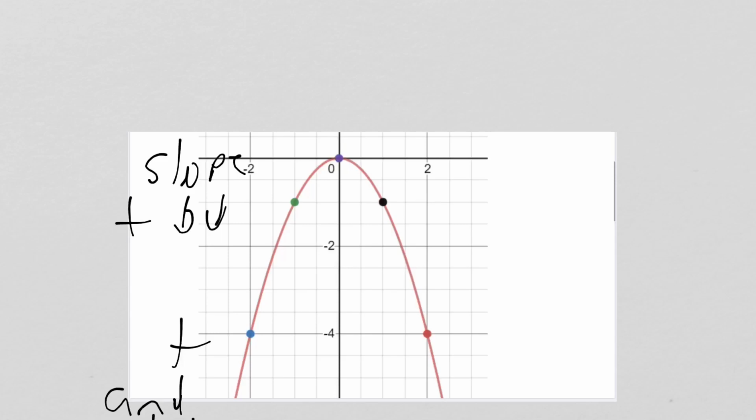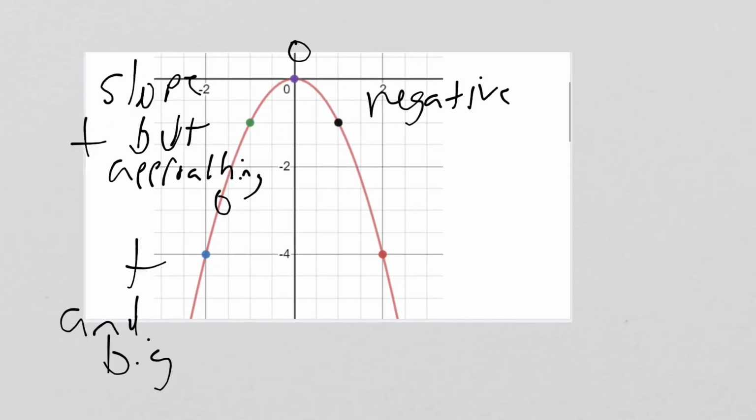but approaching 0, right? Because the slope is 0 right here. And now it's negative, and now negative and more steep.